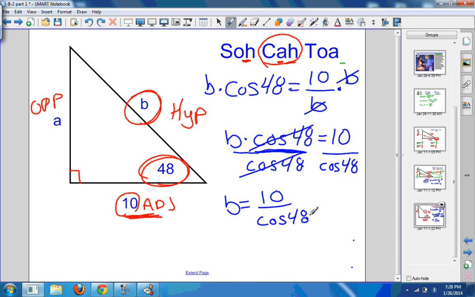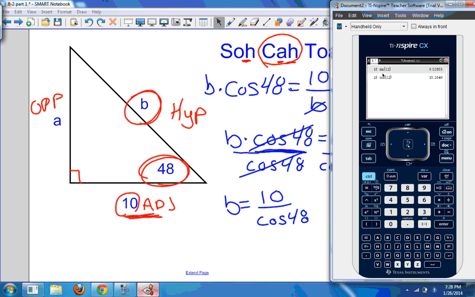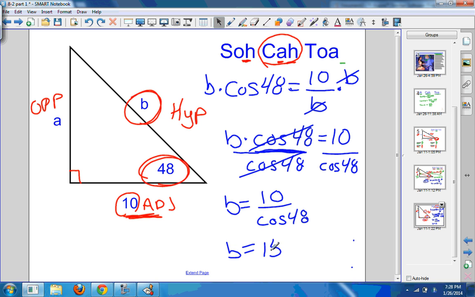And we can use our calculator to figure that out. 10 divided by, we're going to use the cosine of 48. And that is equal to 14.9448, about 15. So my hypotenuse, b, is equal to 15. And that makes sense. It's bigger than our adjacent side here, so the hypotenuse, it should be the biggest side.